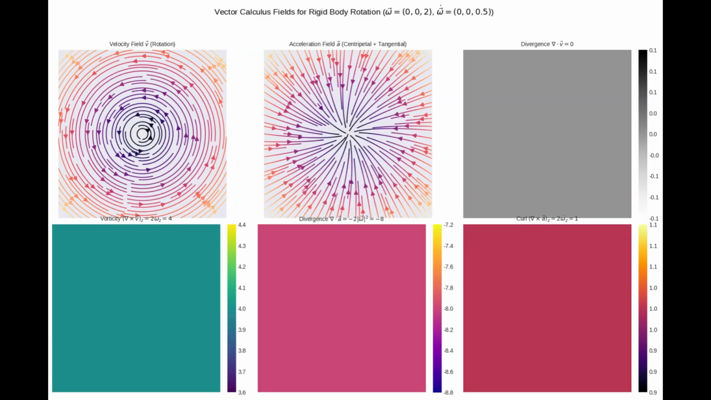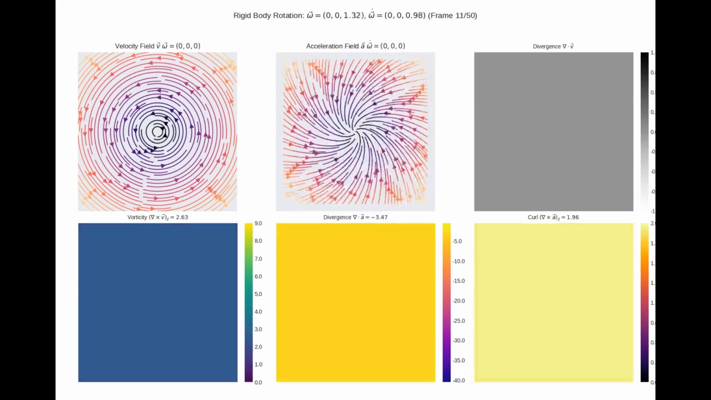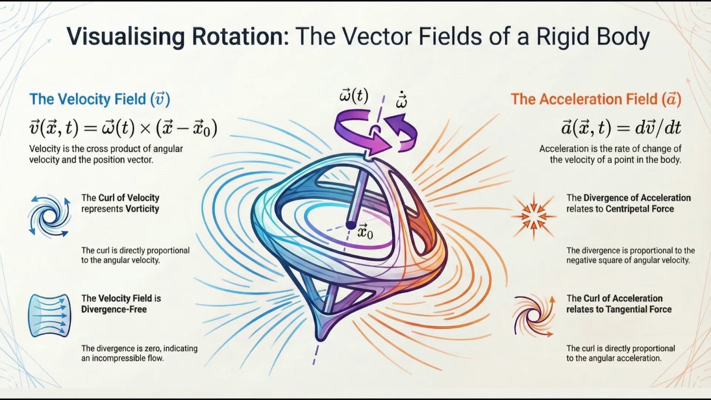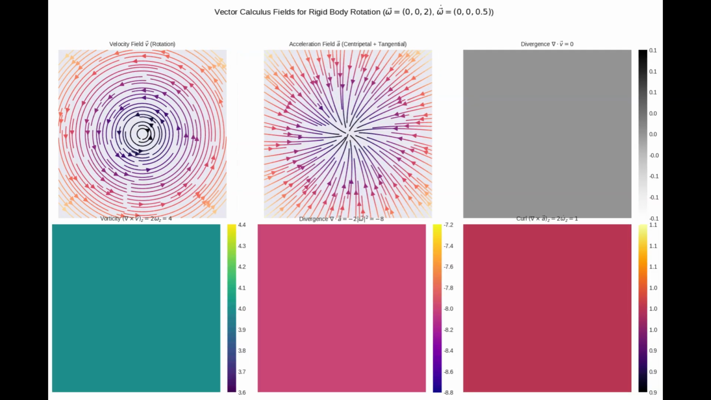And finally, if we take the curl of that same acceleration field, it isolates the tangential force. This is the force that's actually responsible for changing the rotation speed, making the body spin faster or slower. So by analyzing the divergence and curl of these fields, we get an immediate and clear picture of the underlying dynamics that govern the entire rotation.